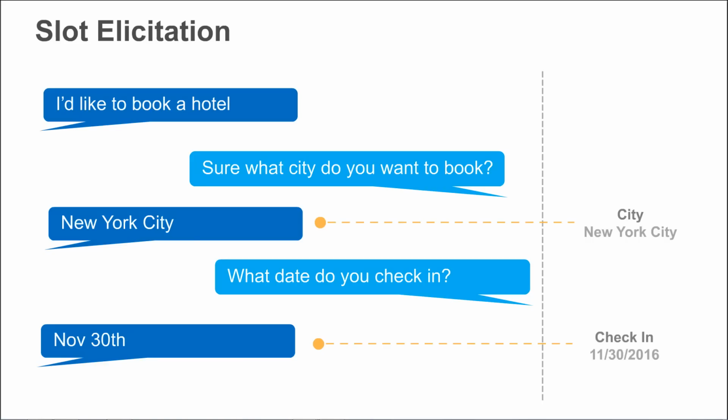We also have support for overfilling. For example, if someone says, I'd like to book a hotel in New York, right? So the Lex runtime figures out that you don't ask them for which city they want to book in because they already provided that data. So it moves to the next question and says, what date do you check in?